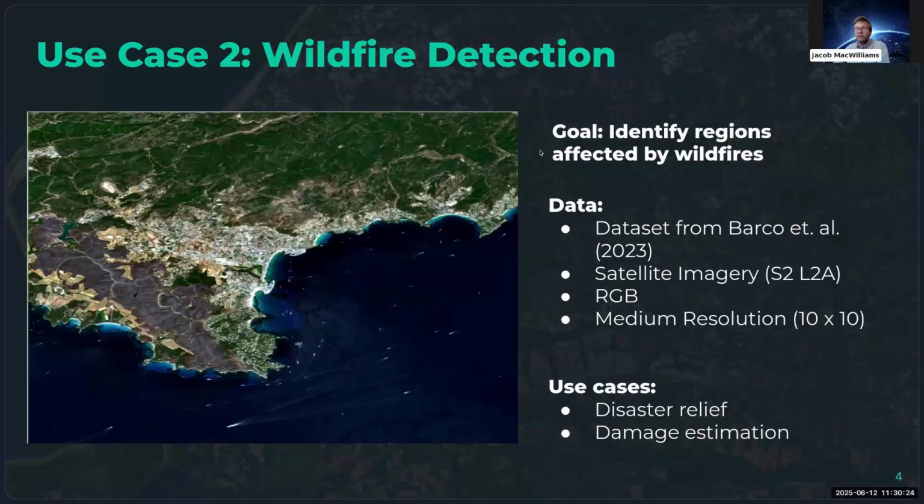So as I already mentioned, the goal is detecting wildfires, and to this end, we've trained a wildfire segmentation model. We trained it on data from an open data set that was provided by a group out of the Polytechnic University of Turin, I believe. It's compiled from Sentinel L2A imagery, particularly RGB bands, with the standard 10 by 10 meter resolution that we expect from that product.